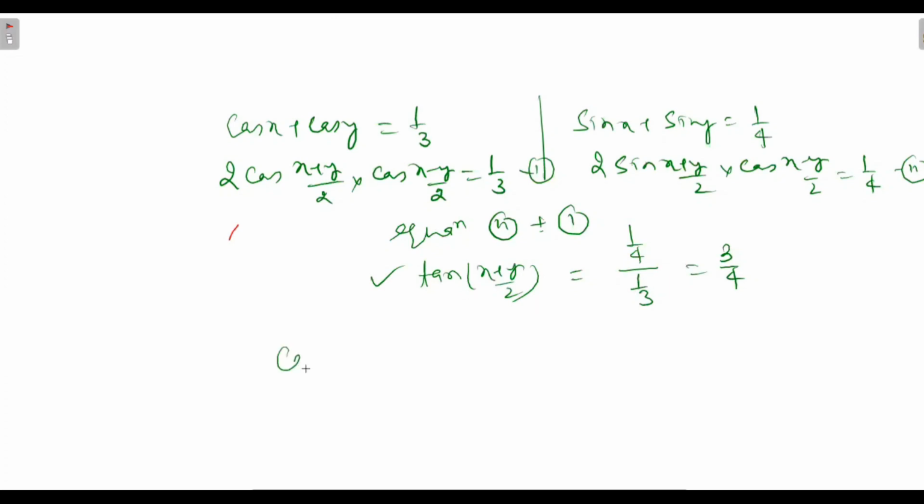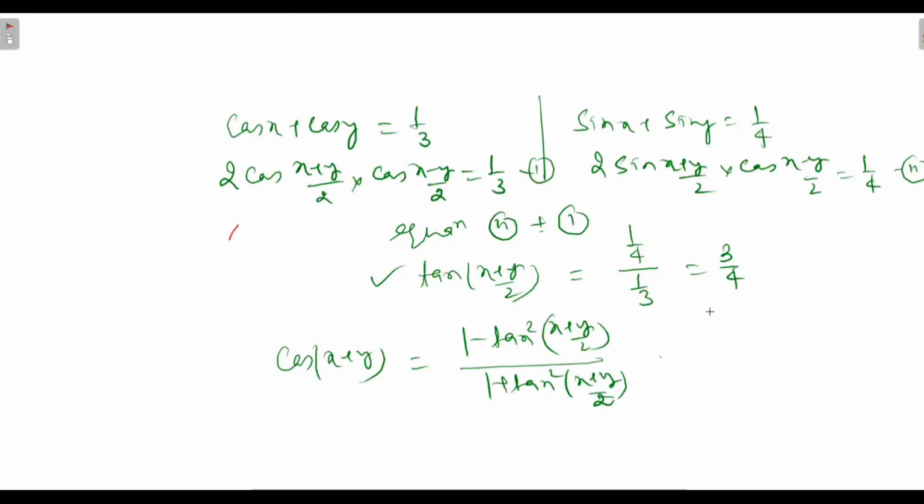So in terms of tan, I can write cos(x+y) as 1 minus tan square (x+y)/2 upon 1 plus tan square (x+y)/2. So this will be 1 minus 9 upon 16, divided by 1 plus 9 upon 16. So that will be 7 upon 25. This is what our cos(x+y) would be.